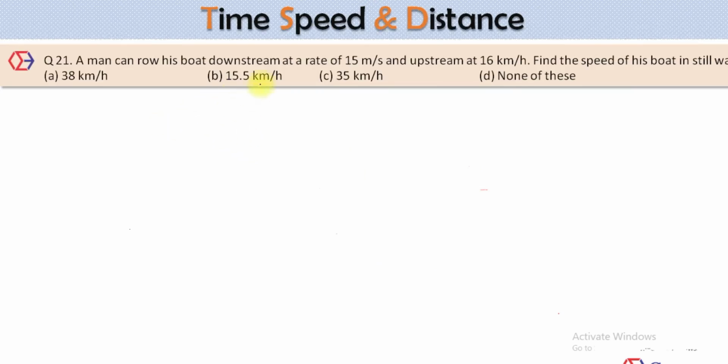A man can row his boat downstream at a rate of 15. So downstream speed should be written as u plus v. It's given equal to 15. So I need to convert this in terms of kilometers per hour. So I'll multiply it by 18 by 5. This will give you 54 kilometers per hour. And upstream speed is u minus v, that is already given equal to 16. So two equations, two variables. When you add this, you will get the value of u.